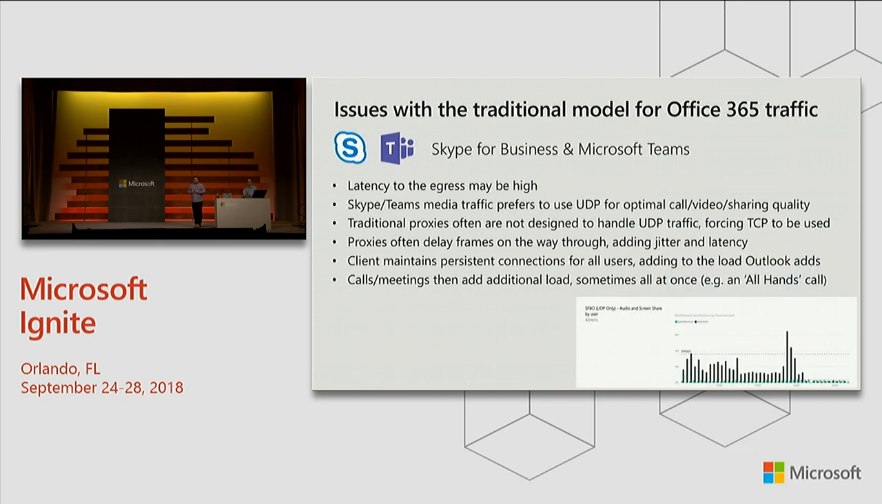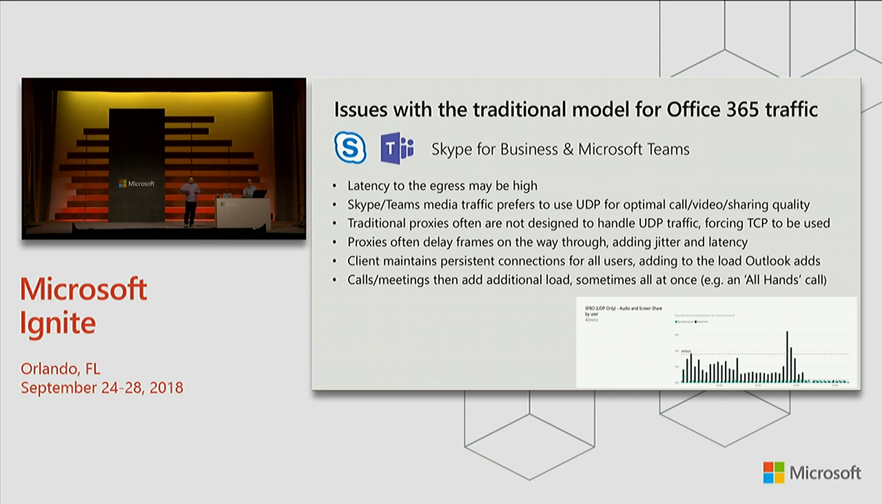So Skype for Business and Teams has a different set of problems with this infrastructure. Again, we've got the same issue with latency, connecting out to the relay server. The main problem we see is that for media traffic, Skype and Teams prefers to use UDP over TCP because it's a better protocol for the behavior, the functions that it's doing.